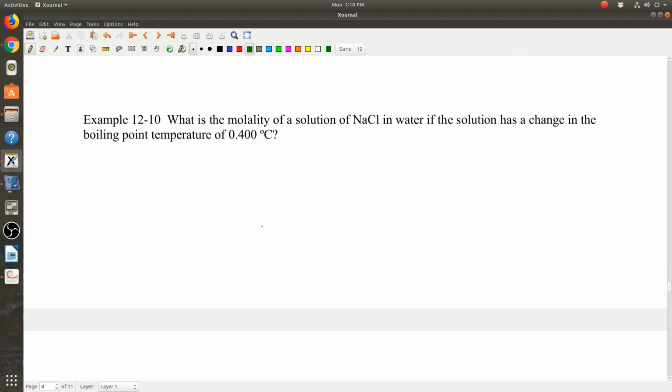What is the molality? This time it's asking for the little m of a solution of sodium chloride. All right, that's ionic, so we're going to figure out the i. The i value is equal to sodium plus chlorine, 1 plus 1. The i value is 2. In water, so that's the solvent. The solution has a change in the boiling point. That's the delta in the boiling point. The change in the boiling point is 0.400 degrees C. Do you see that this time they did not give you the original boiling point or anything else? They gave you the change in the boiling point.